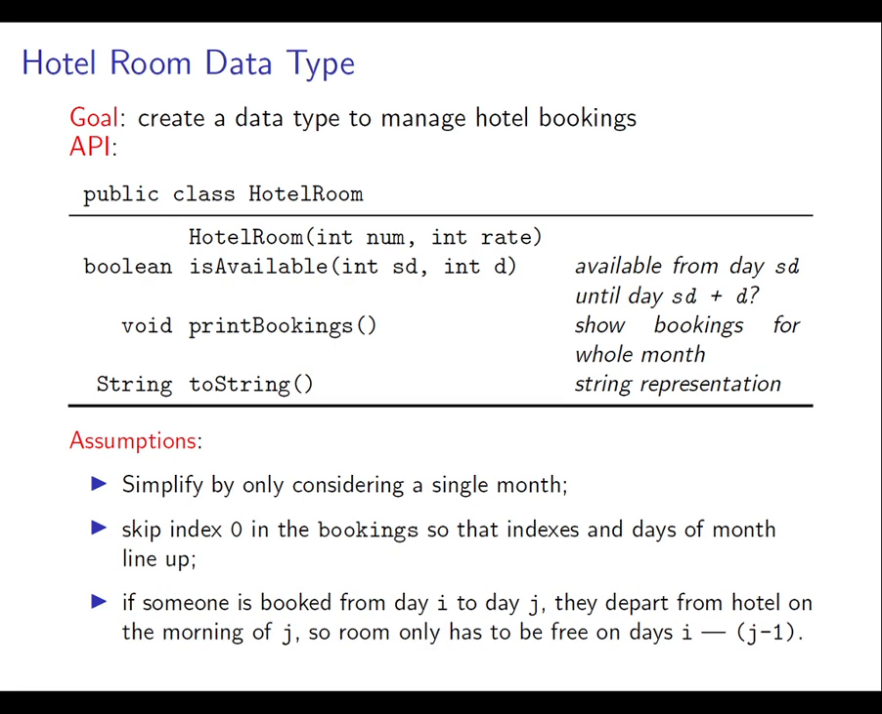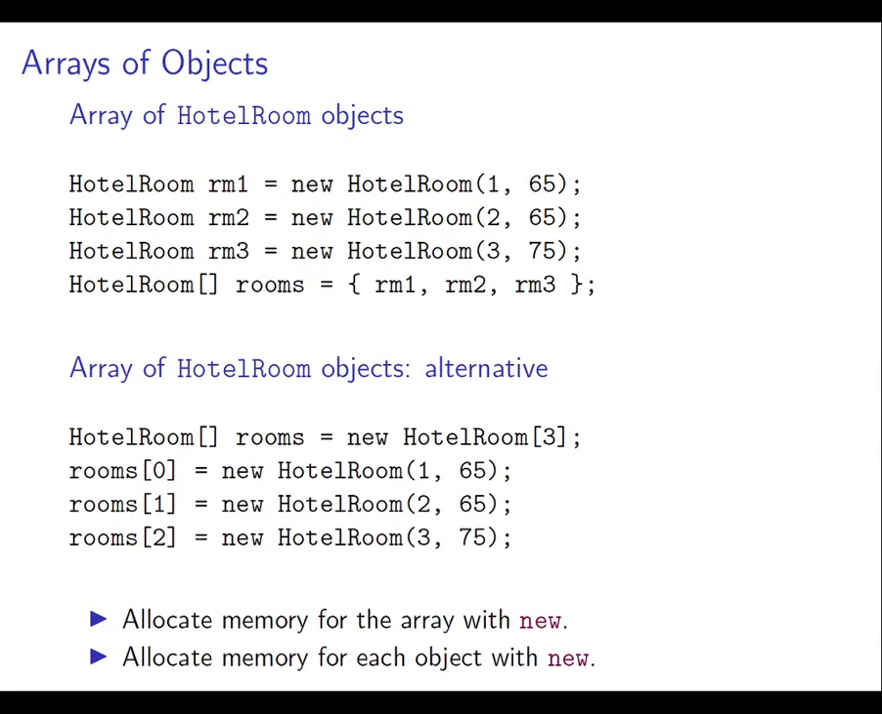A little trick which we're going to do is we're going to skip index 0 in the booking. So although an array has 0 as its very first index, the first element in an array is actually the one at index 0, what we're actually going to do is we're just not going to use the element at index 0. And what that's going to mean is it's going to save us a little bit of headache, because we're just going to be able to say, well, the thing at index 6 is the room's availability on the 6th of the month, and so on. And you can think a little bit about what it really means for a room to be booked from day i to day j, given that people depart on the morning of the last day that they're booked on. Not terribly important.